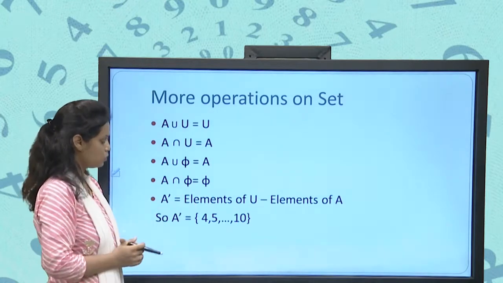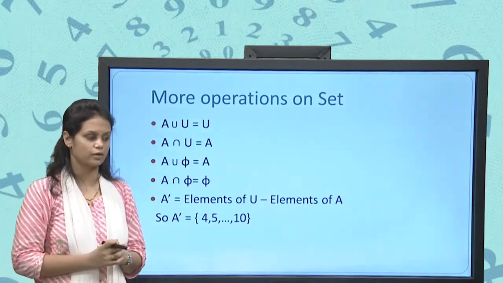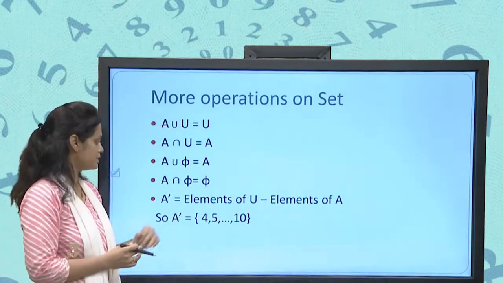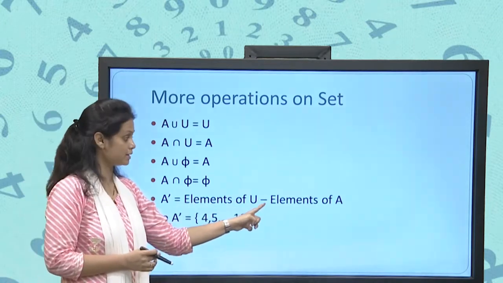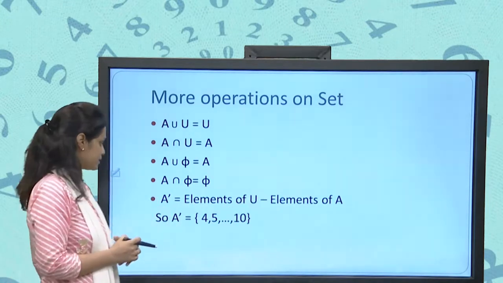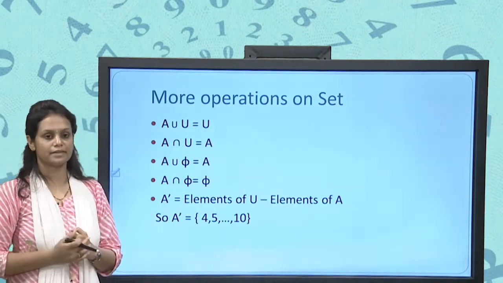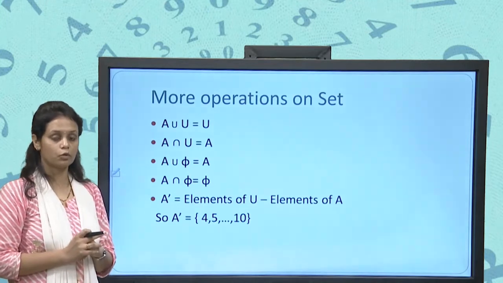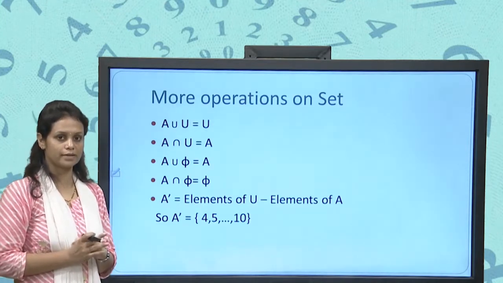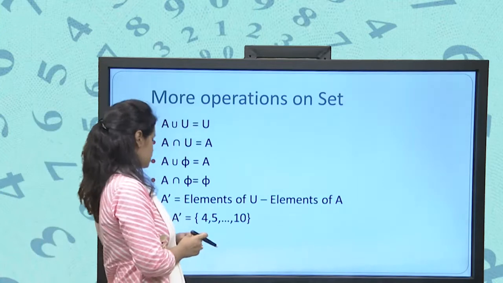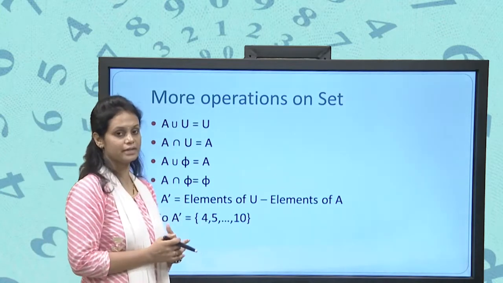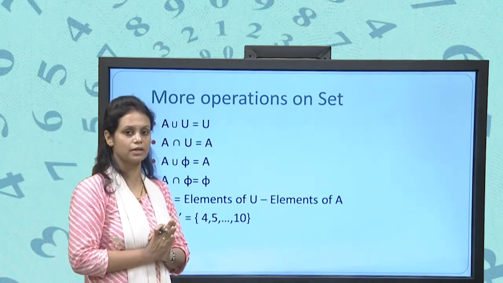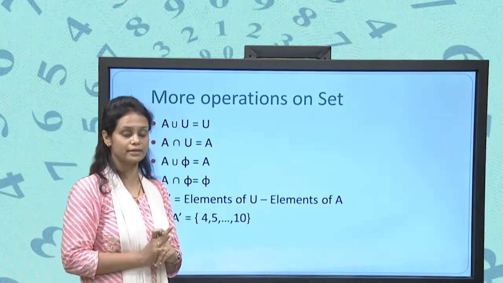A dash equal to, what is A dash? It can also be said to be the complement of A. It is the elements of the universal set minus the elements of A. We will see the example. In the previous example, we have seen on the previous slide, where U equal to 1 to 10, that is 1 2 3 4 5 6 7 8 9 10. So what is A dash? The elements which are present in U but not present in A.